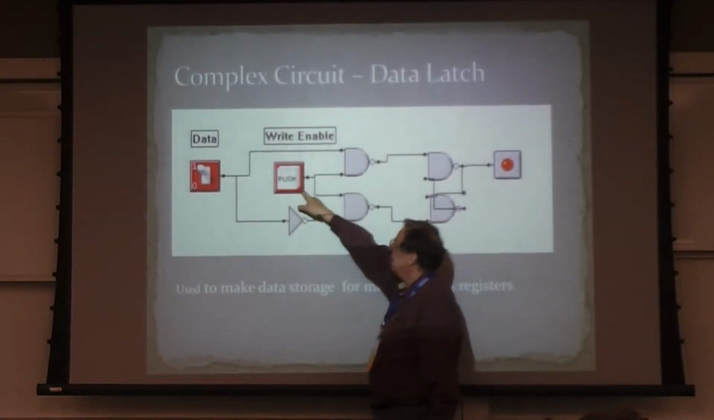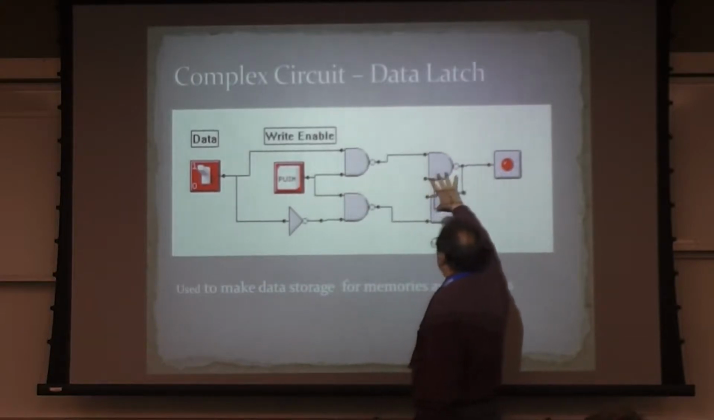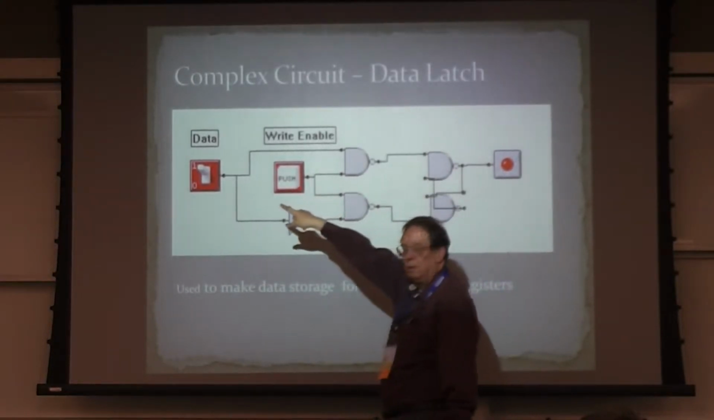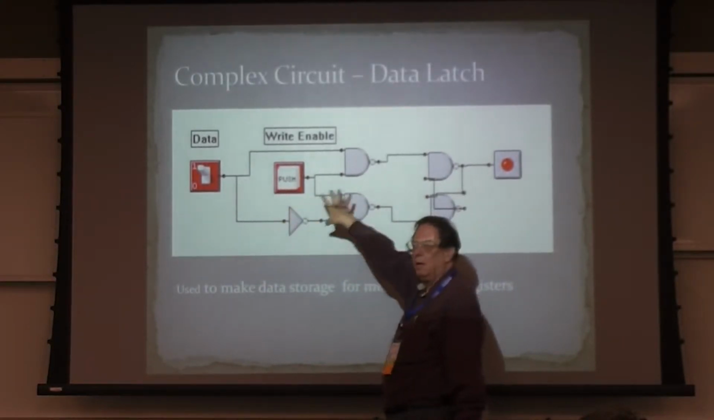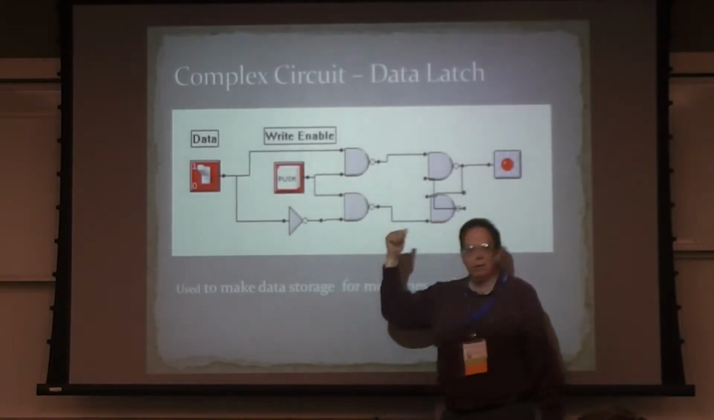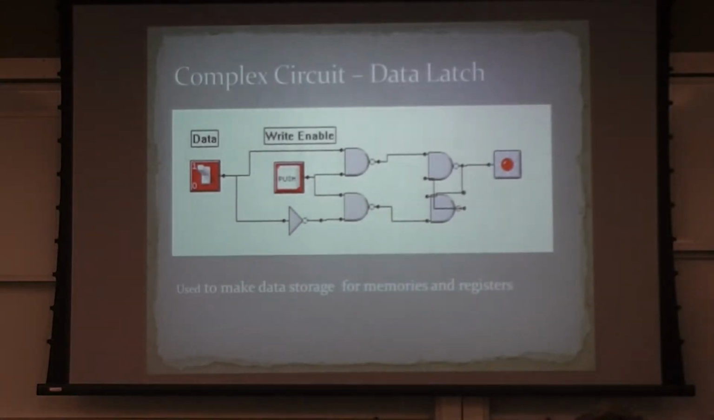We have here a button that can write enable, so that will hook this data latch onto the input. And so we can put input in there, it will latch it, it will save it. This is how we do a memory circuit.